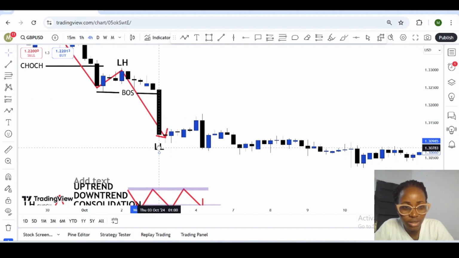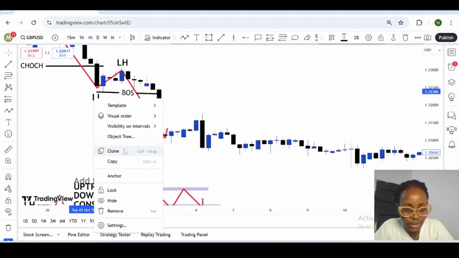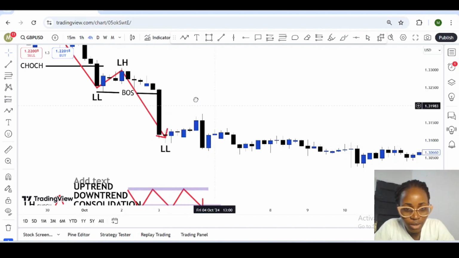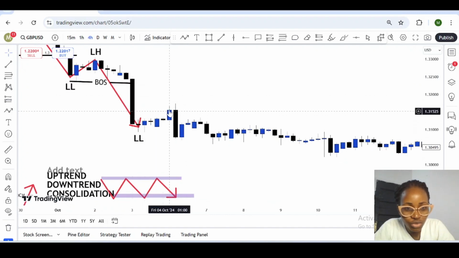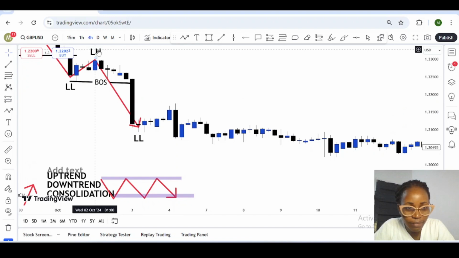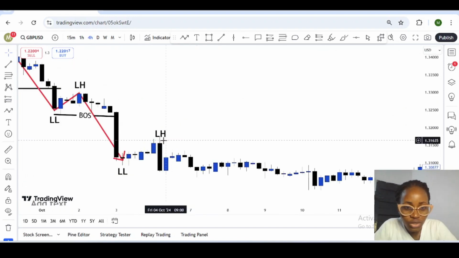So let's bring this down, and let's just clone this. So this is our new lower low here, right? After this lower low, price retraced inward to dish out a new lower high here. So this lower high is what will determine if we are going to have the next lower low.